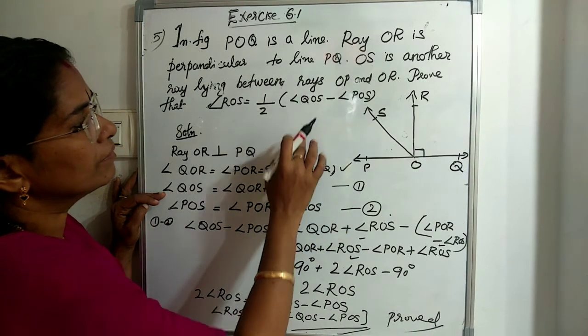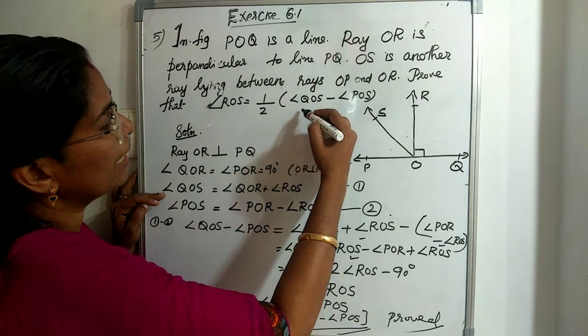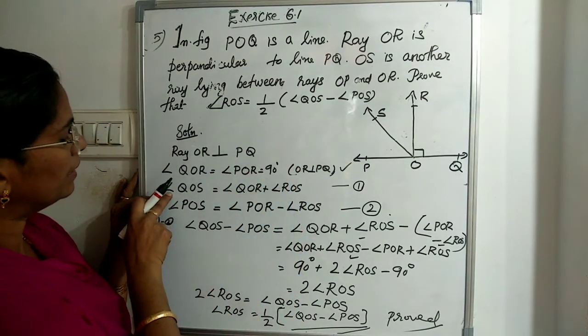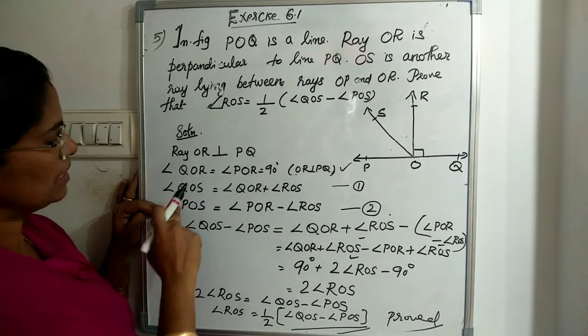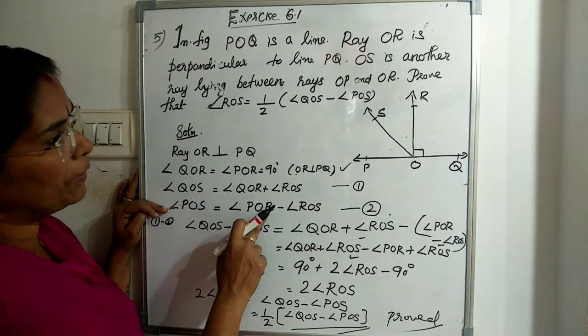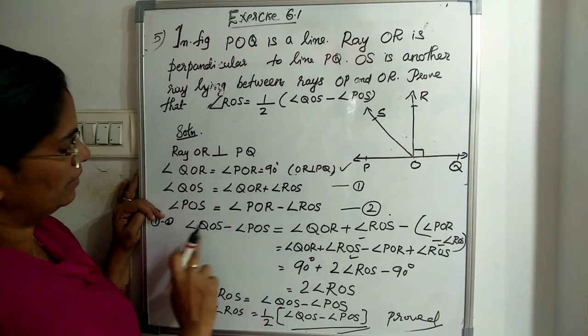Listen, why are we taking this angle QOS? Because in our answer QOS is there. So we are taking angle QOS. Next we are taking POS. Angle POS is equal to angle POR minus ROS. Look at the figure and clear it.